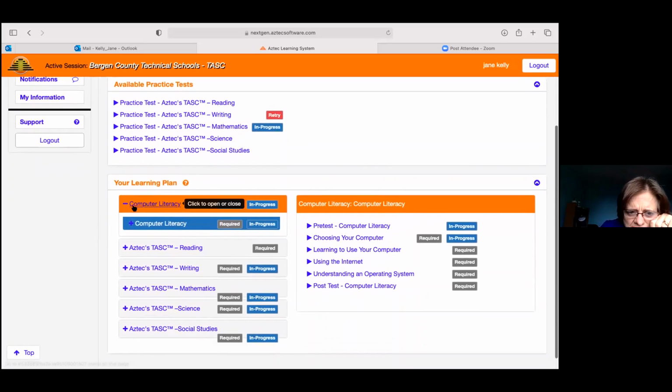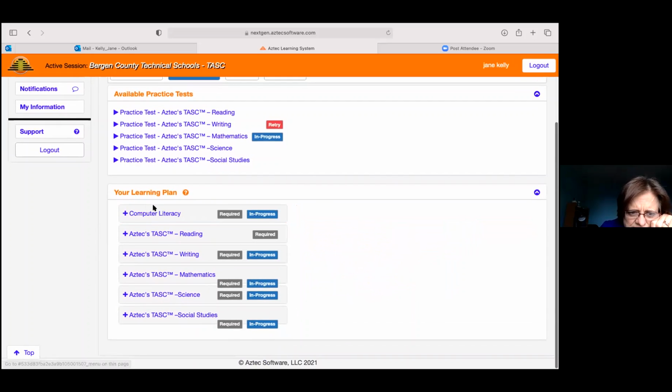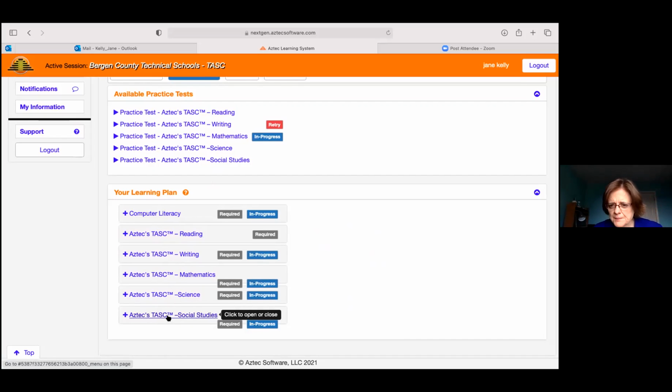Computer literacy is always the first thing, which sometimes leads to your students marching right in and doing this, because the reading test is on the top, or computer literacy because it's on the top. So here are your different levels. Here are all your subjects. Once we hit the high school equivalency level, you've got reading, writing, math, science, and social studies.